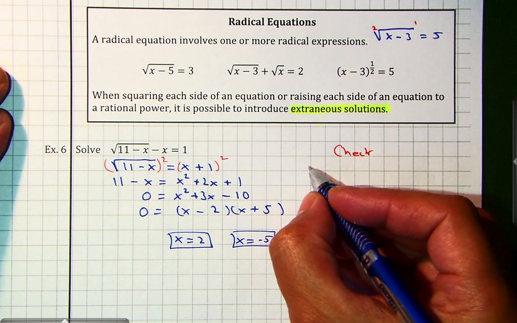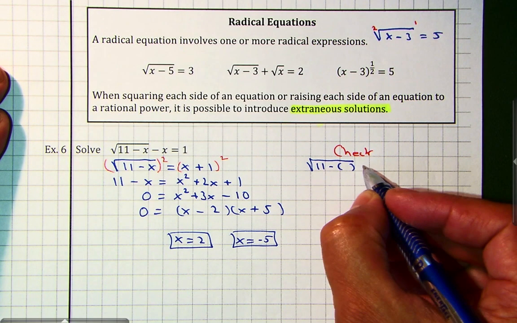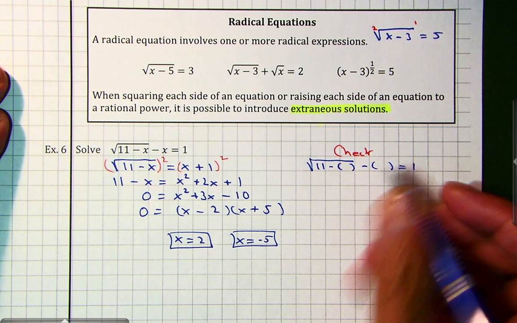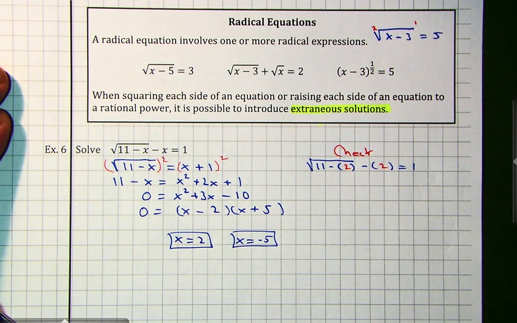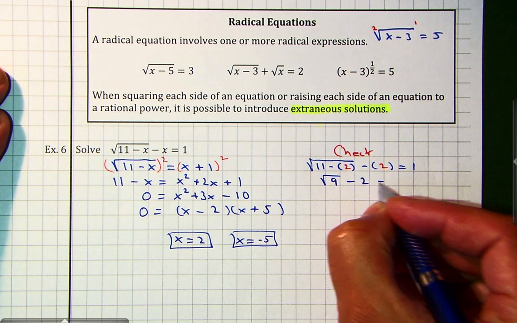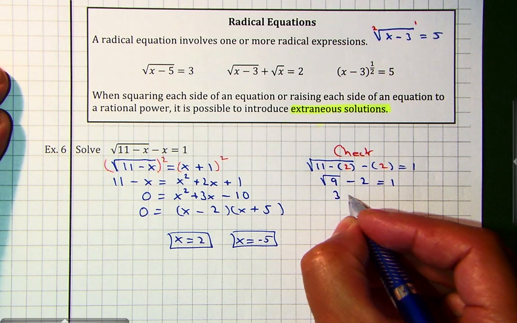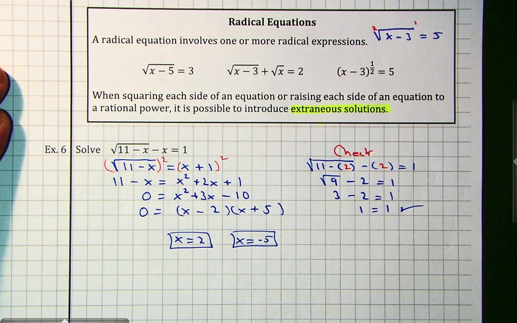So square root of 11 minus x equals 1. Remember, we want to make sure that we plug into the original function. So it gives me square root of 9 minus 2, which is 3 minus 2, equal to 1. 1 equals 1. So therefore this one's correct.